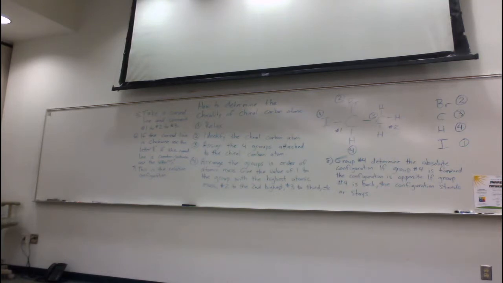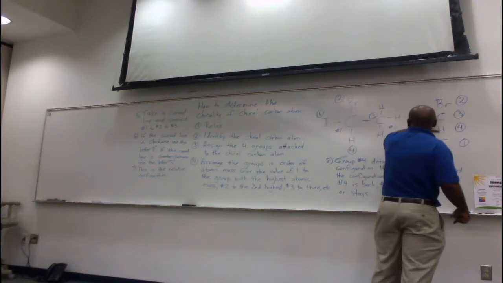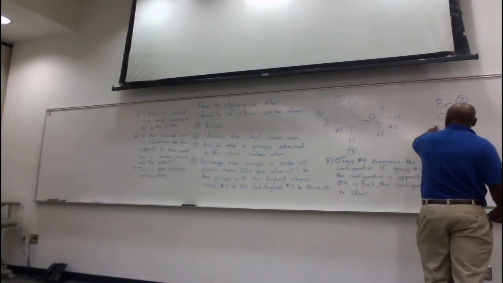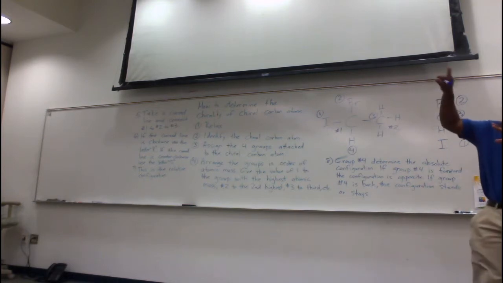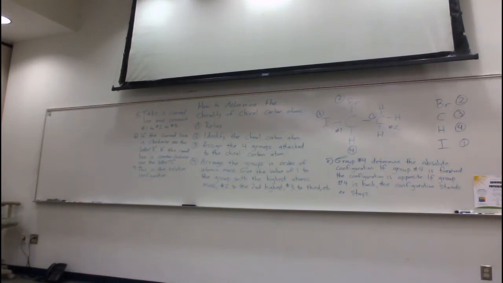So what I want to do is relax. First we identified our carbon atom. In this case, the carbon atom is carbon number 1. The next thing we did was to label the 4 groups attached to carbon number 1. When I did my 4 groups, I started with the top and went clockwise. So I started with the top, Br, followed by C, followed by H, followed by I, going from the top, just going clockwise. What I try to do is get a routine, and I'm becoming OCD with my routine.